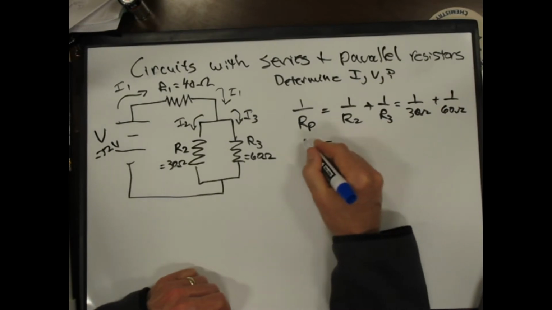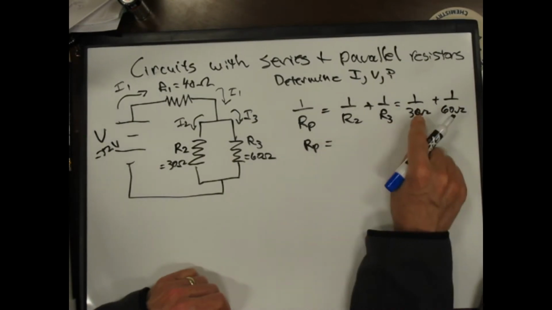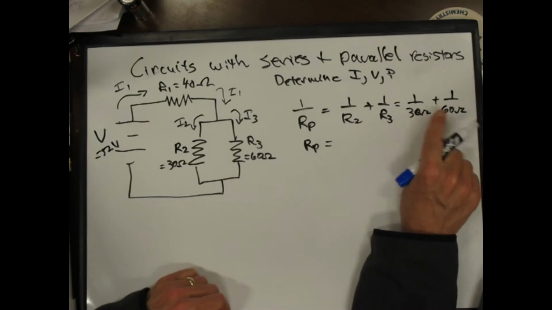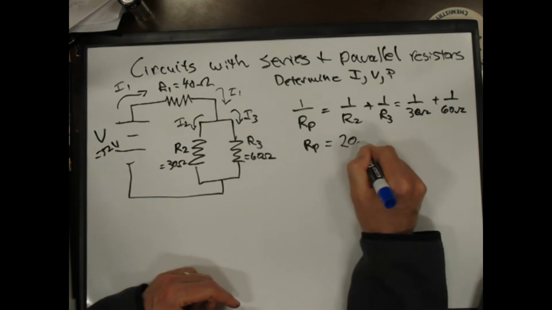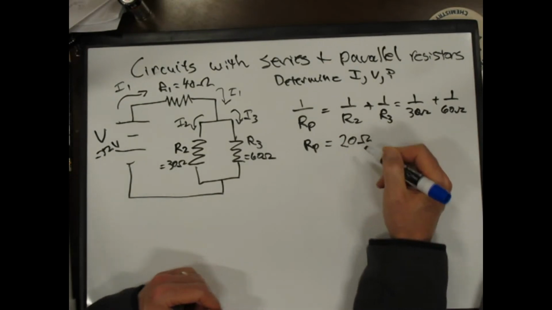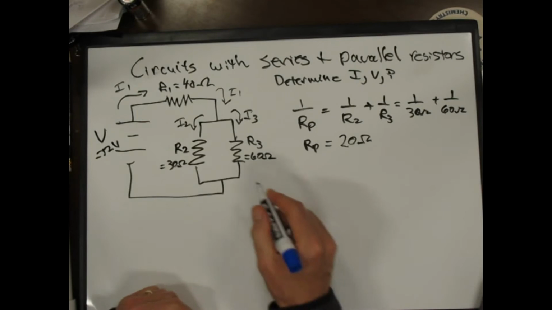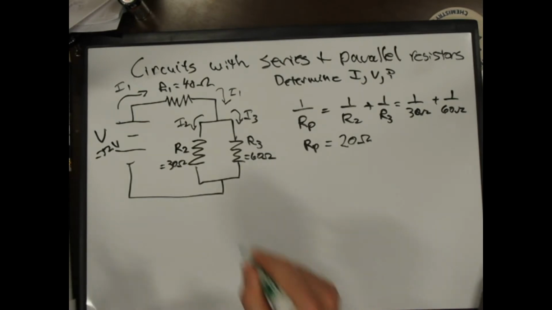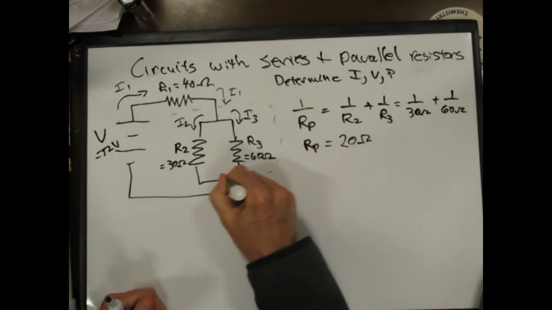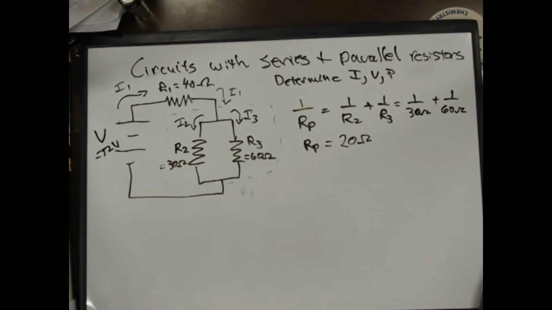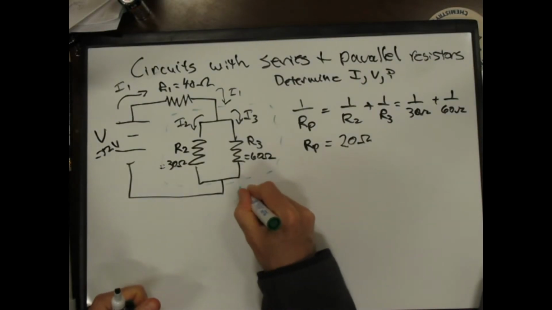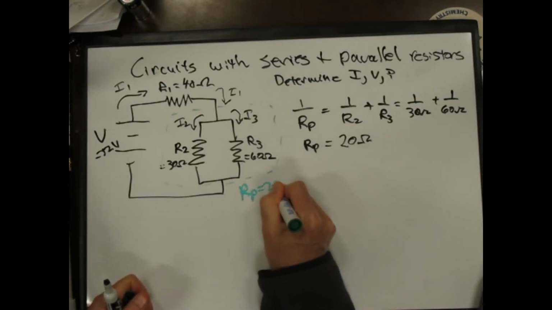All right. And so if you do a little math on that, you'll see 1 over 30 plus 1 over 60 is 2 over 60 plus 1 over 60, which is 3 over 60. When you invert that, you get 60 ohms divided by 3, or 20 ohms. And so I can treat these two resistors as a single resistor, R parallel, which is 20 ohms.